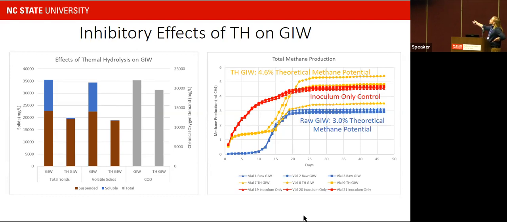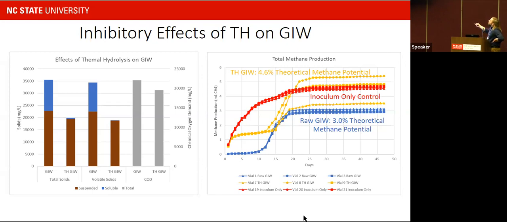When we look at the thermally hydrolyzed grease interceptor waste, we see some process improvements associated with thermal hydrolysis, like increased kinetics and increased methane yield, but it's still overall an unsuccessful digestion. So this is the story of strong inhibition. I should point out that this may be due to inadvertent overloading while following our lab procedures for handling grease interceptor waste. It is just one of the difficulties of working with it.